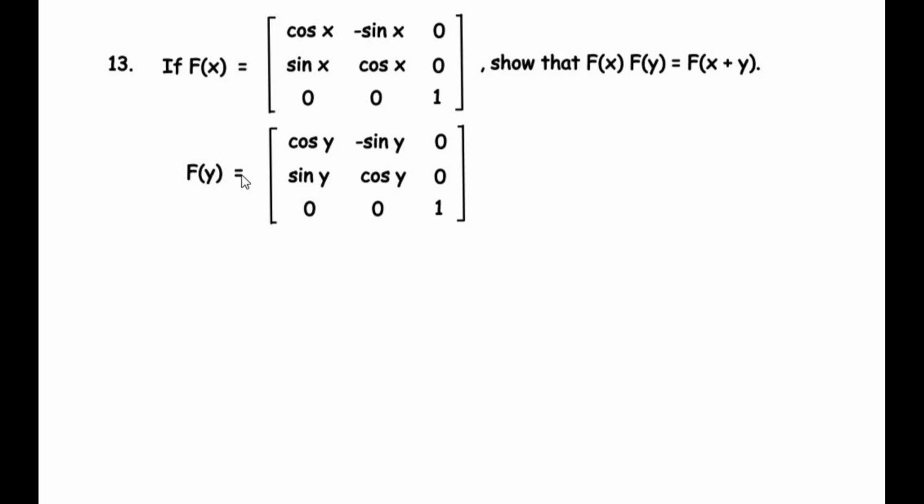If f of x and f of y are given by 3 by 3 matrices of trigonometric functions, show that f of x times f of y is equal to f of x plus y. So here we can see that two matrices are given, f of x and f of y. We have to show that the product of these two will be equal to f of x plus y. So let us begin with the left hand side, that is f of x times f of y.